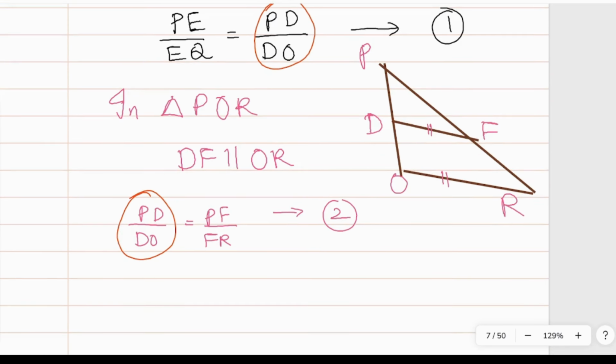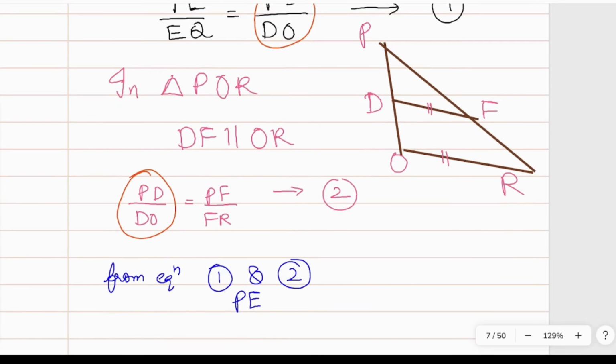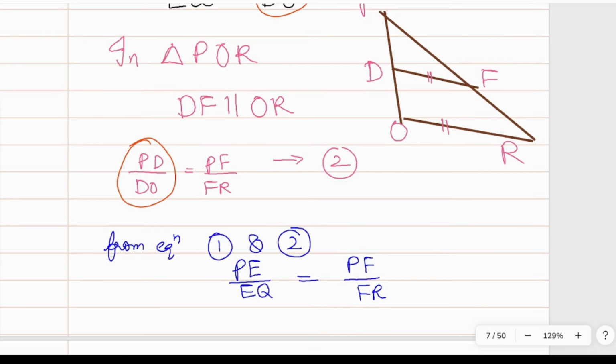Okay. From equation 1 and 2, what can we write? PE by EQ equal to what? PF divided by FR. Okay. Now check the triangle which we get when we are finding this using the BPT theorem.